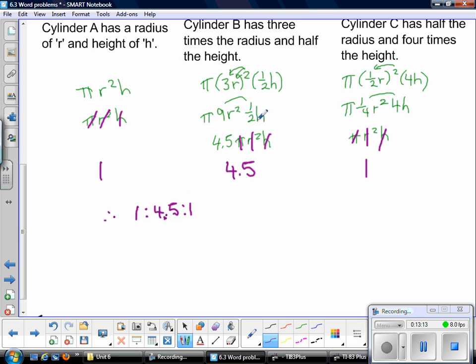And if you notice, when you start changing radiuses, because the radius gets squared, it affects the number. So this number didn't change it by 3, it actually changed it by a factor of 9. Okay, so it makes a huge difference when you're squaring something, how much you're really truly changing it.